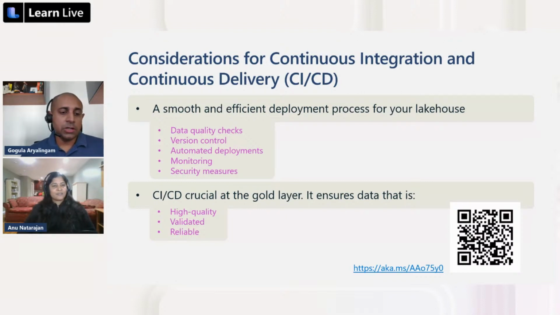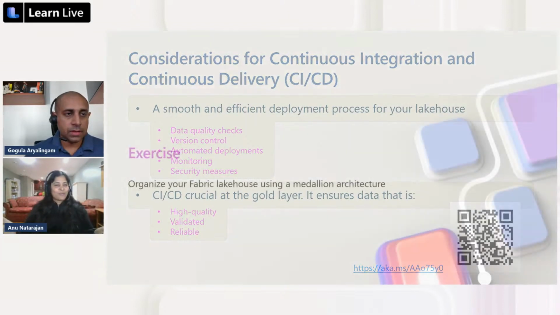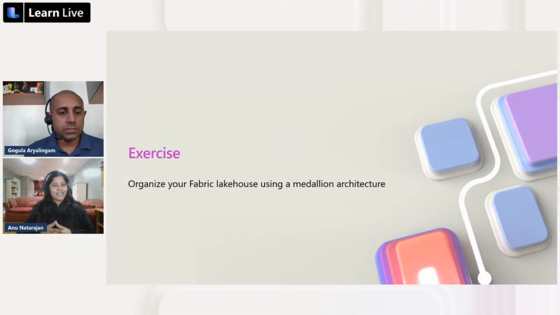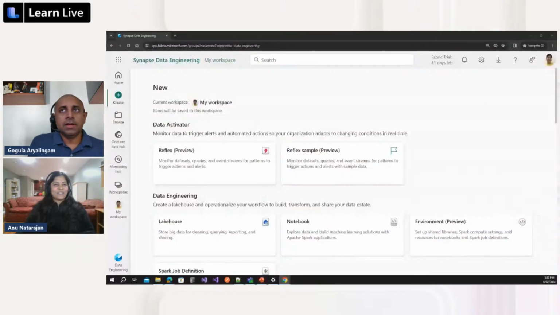So with that, Anu, I'll let you take over the exercises. Great. So shall we jump onto Fabric and see how we implement a medallion architecture in the Fabric Lakehouse then? Great. So here I have got my Fabric homepage. I'm not going to talk more about this because you have been watching all these sessions. This is basically the Fabric interface, what you are seeing here.